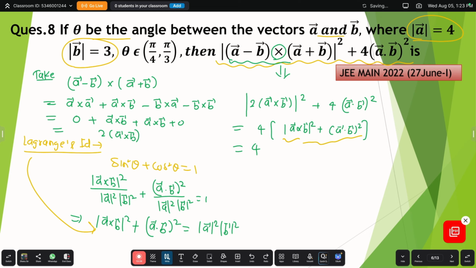And what is this? Lagrange identity. Its value is mod A square and mod B square. You already have mod A value 4, so 4 square is 16, and mod B 3 square is 9. Multiply 16 into 4, 64, into 9. How much is coming? 64 into 9 is 576.